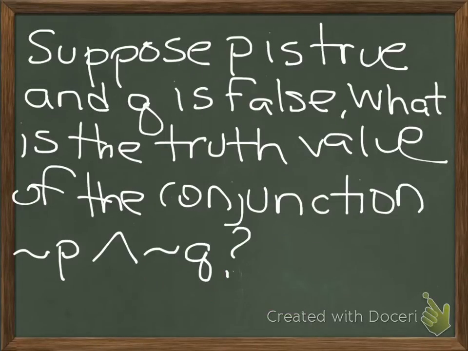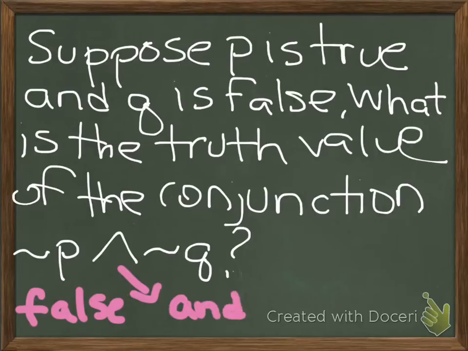Here we're thinking about the statement for P and the statement for Q. We don't really need to know what they are, but we know that one is true and one is false. Then we're asked to think of the negated P and the negated Q. So that would make P false and Q true. So if we think of false and true, that would have to make this entire statement false.